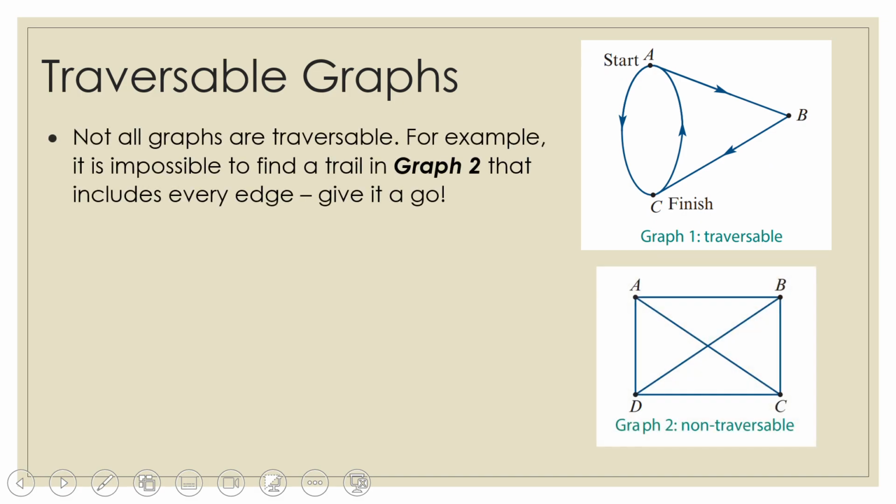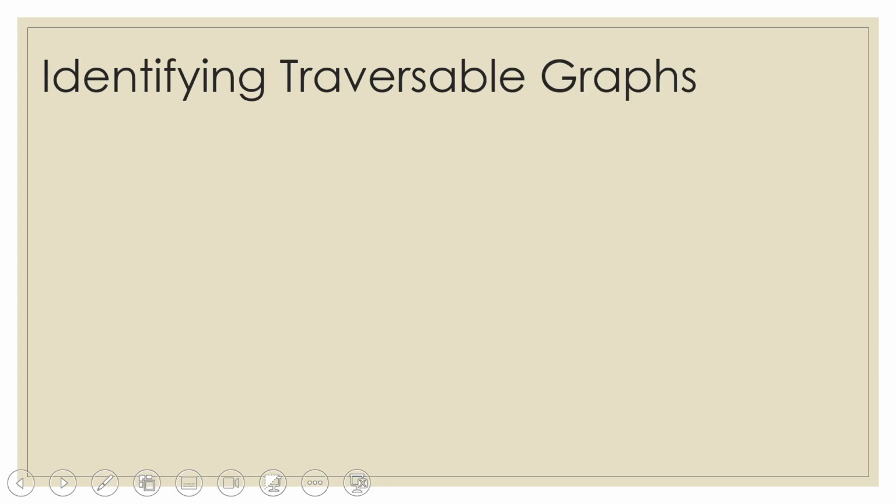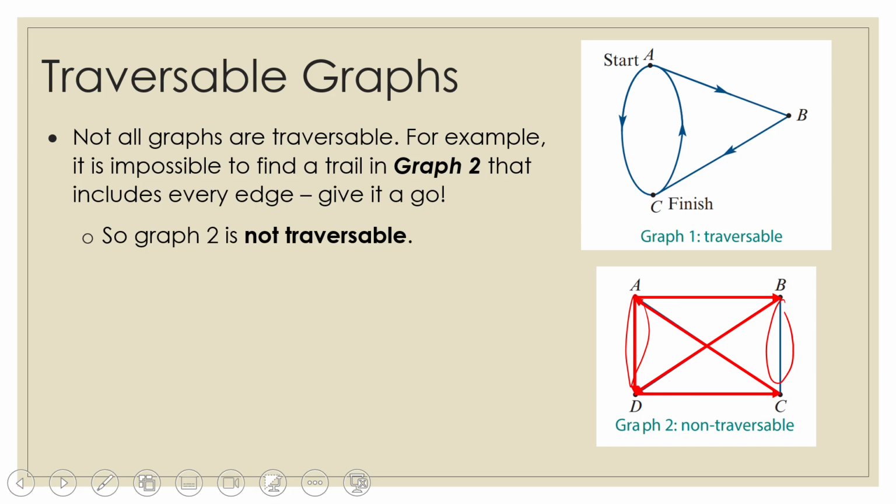So as we continue through this, not all graphs are traversable. For example, the second one down here, when we have a go at this one, we get stuck at this point here where we can't actually cover this edge here and we can't cover this edge here, which makes it not traversable. Whereas that first one, which we saw, was traversable.